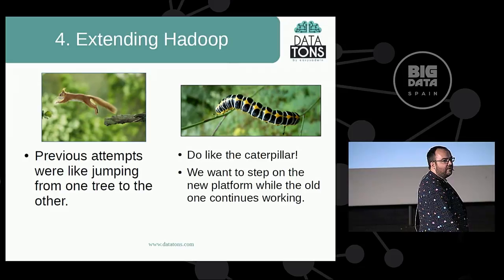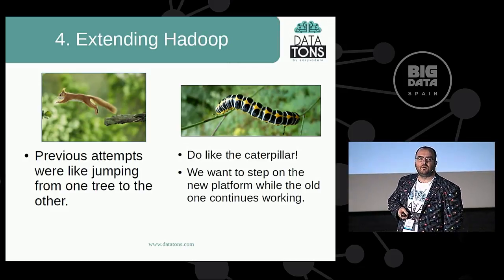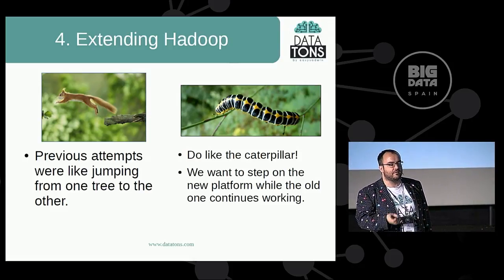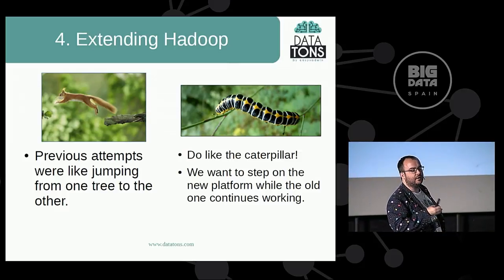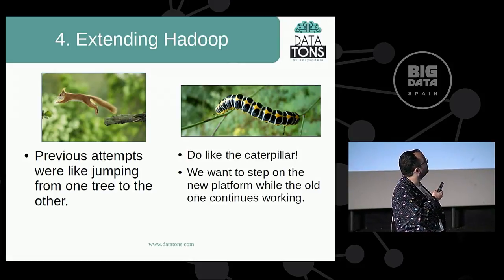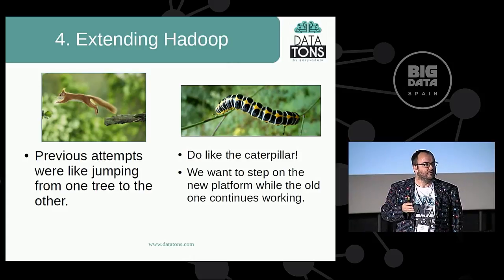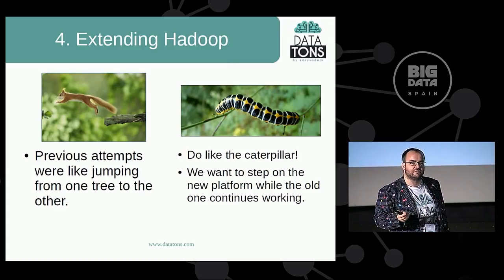Then we have the option of extending Hadoop, okay? All of the previous attempts that we talked about, the three methods, the classical UNIX methods, Amazon S3, and DistCP, were like jumping from one branch to the other, like the squirrel does. Or in the case of DistCP, it would be more like a locust swarm, because there are many. But basically, it's jumping from one place to the other.